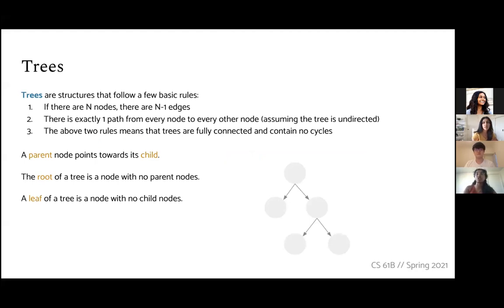We went over trees, which are structures that follow a few basic rules. Some of them are, if there are n nodes, there are n minus 1 edges, as seen here. There is exactly one path from every node to every other node, assuming that the tree is undirected. And the above two rules mean that trees are fully connected and contain no cycles. And the parent node points toward its child, and the root of the tree is a node with no parent nodes, and the leaf has no child nodes, as seen here.